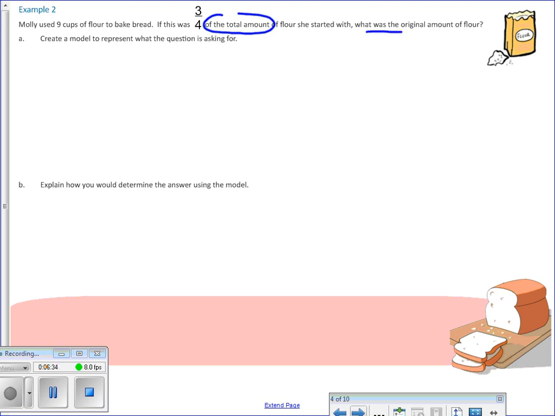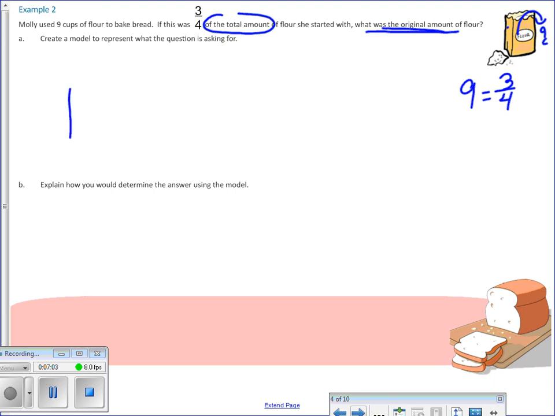What was the original amount? So, what am I trying to find? I'm trying to find the whole. How much was in the container? All right, so here's the container. She took out 9 cups. So, how much was in the container before she got started? Let's picture, we know that if she used 9 cups and she used 3/4, so those are the same.